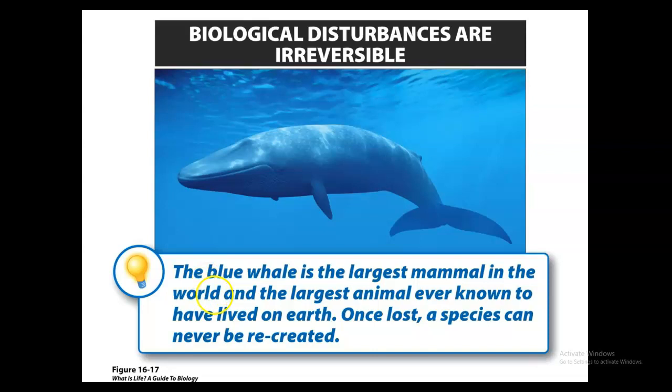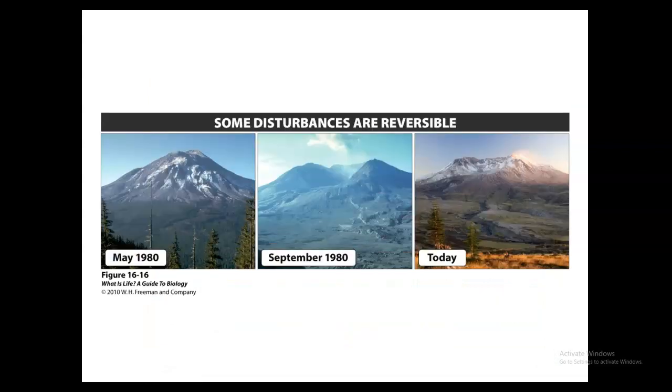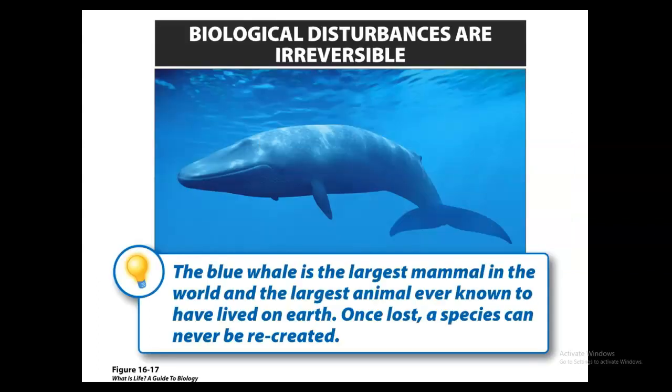Reversible would be a disturbance of the biotic and abiotic nature of a habitat. For example, with Mount St. Helens, that was an abiotic disturbance. It does not involve complete extinction of any species and allows the species to be reestablished in their populations.